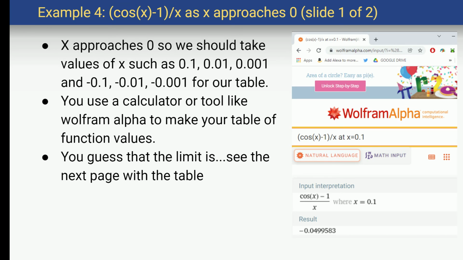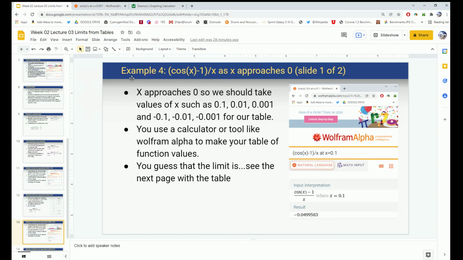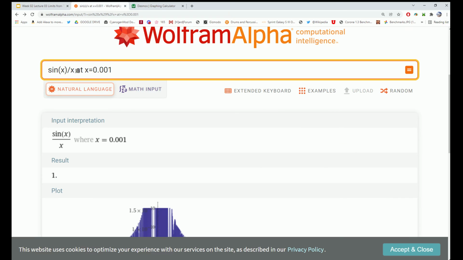We can do the exact same thing for the other limit, which was the limit as x approaches 0 of cosine x minus 1 divided by x. We're going to use the same x values: 0.1, 0.01, 0.001, negative 0.1, etc. You can use a calculator or a tool like Wolfram Alpha, and then we're going to guess at what the limit is. Before we look at the table, let's go over here to Wolfram Alpha. If you typed this in, you have to be careful to use parentheses appropriately to make sure you get what you want.